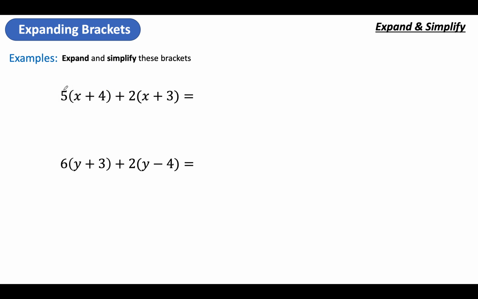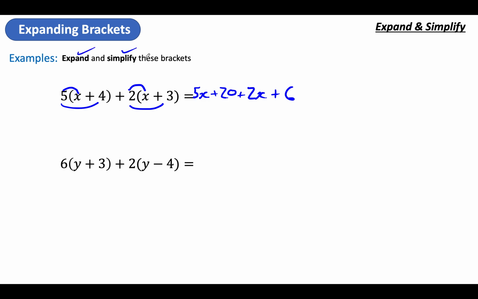So let's do 5 times x, which is, of course, 5x. And then 5 times the 4 is 20. Then we'll look at the second bracket over here. Now I've got plus 2. What we're going to do is just think of that as positive 2. Right? So we're going to do positive 2 times by x. So basically just 2 times x. Well, that's 2x and it is positive, yeah, because it's a positive times positive. And then we'll do 2 times by the 3, which is 6. Right, now that's the expand bit done.